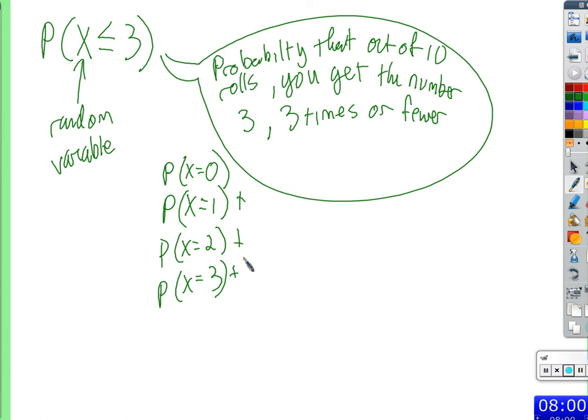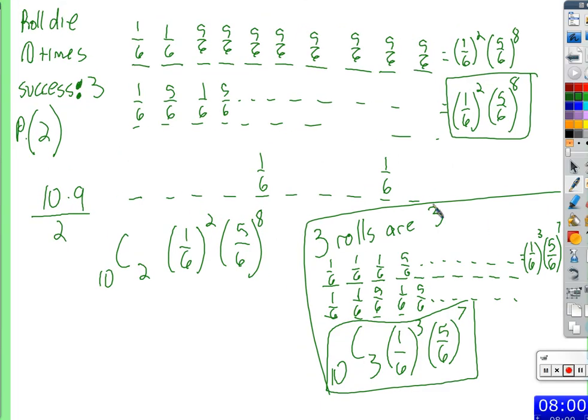But if you're paying attention, we have done all of these so far. Have we done all of these? We have done all of these. We started out with the probability that x is 10, where all 10 are threes. Then we moved on to no threes, then we did 1 three, then 2 threes, then 3 threes. Wait, if we're doing a die, how can we get 0? 0 threes. We don't get a 3 in any of the 10 rolls.